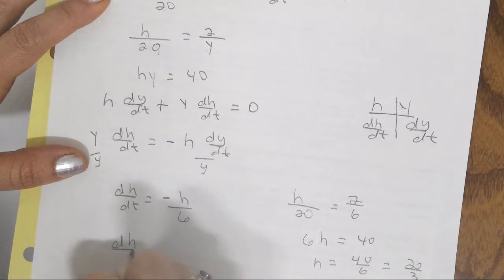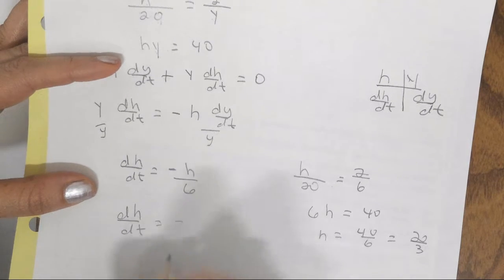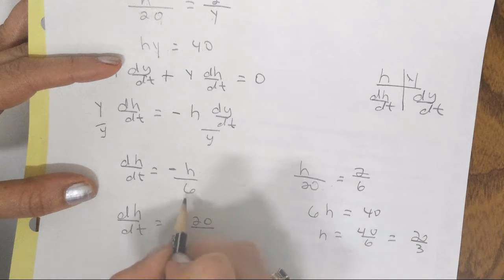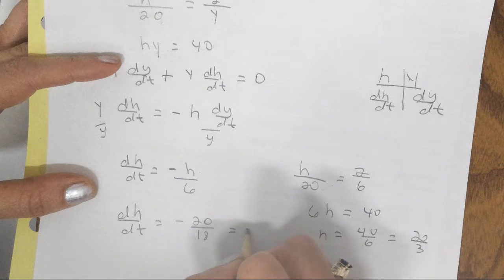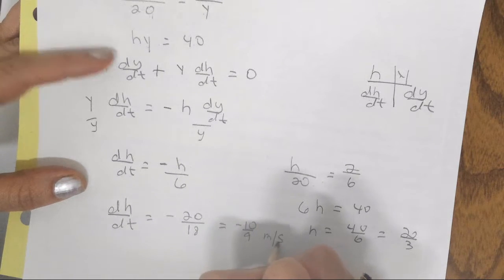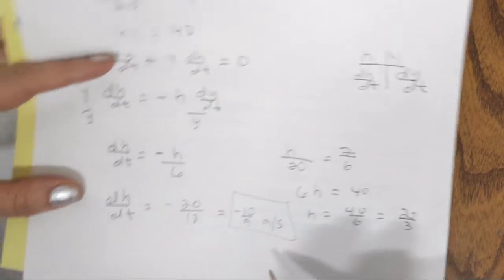And so I have dh over dt equals negative 20 over 3 over 6, which is 20 over 18, which can reduce to negative 10 over 9 meters per second. So I got my final answer.